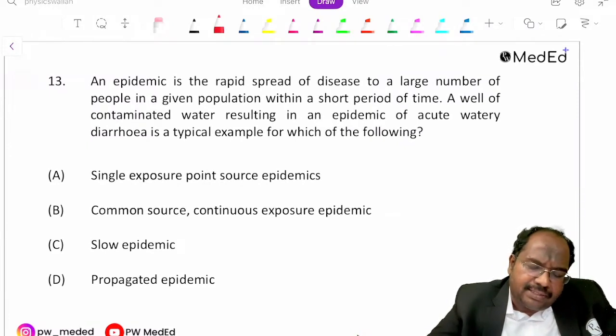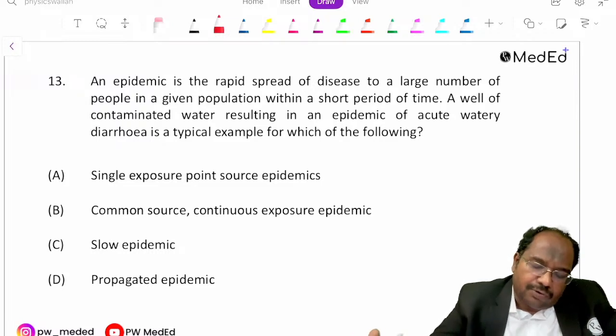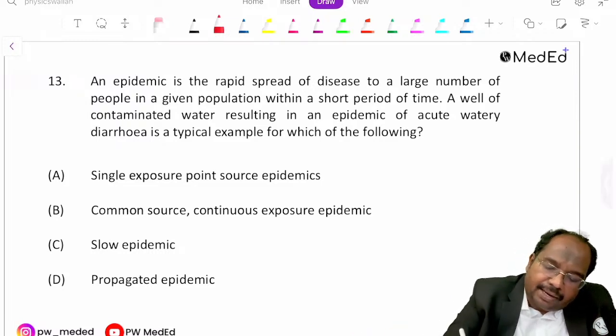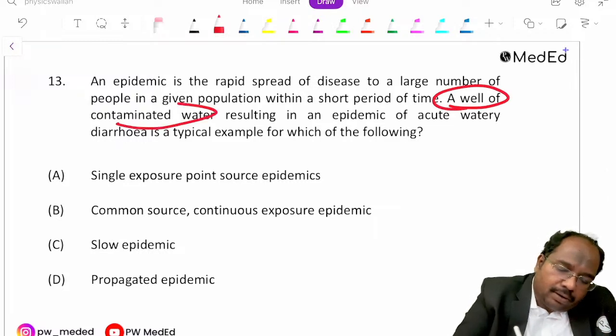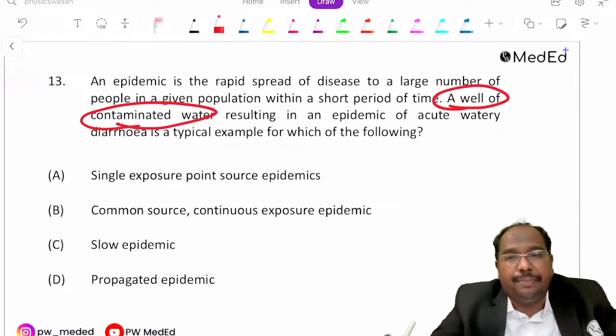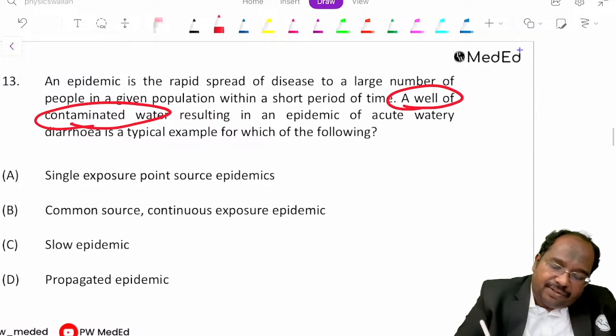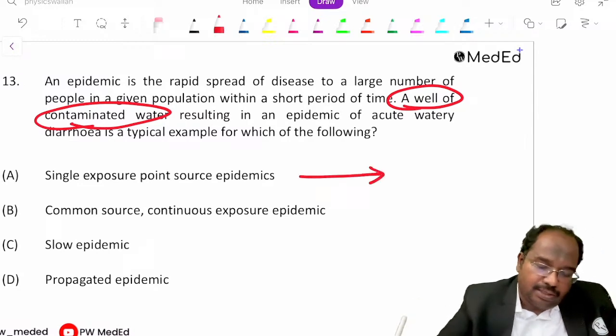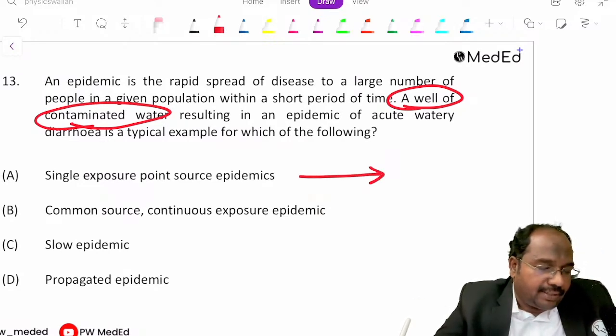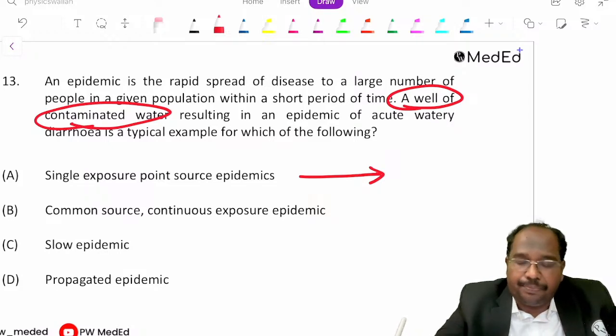An epidemic is the rapid spread of disease to a large number of people. So the question is, a well of contaminated water can cause what type of epidemic? We have different types of epidemics. First let us start with the single exposure point source epidemic, guys.